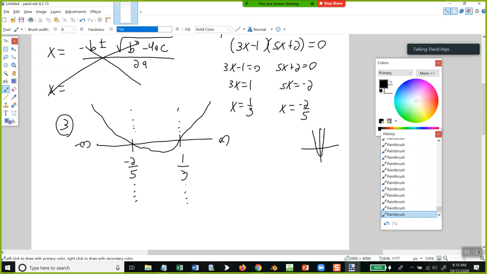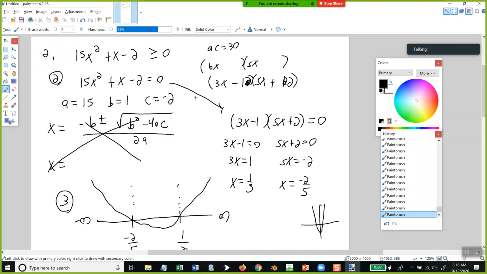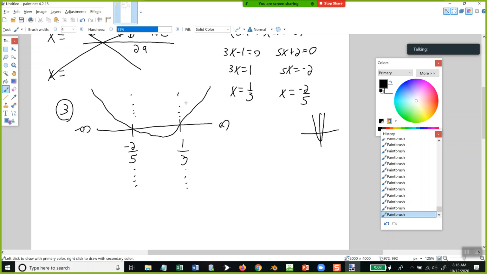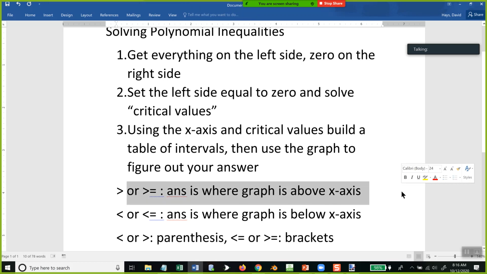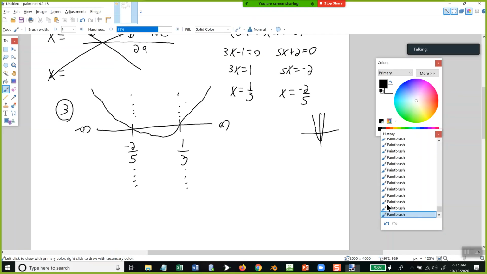Now, this problem was a greater than or equal to. So greater than or equal to answers where the graph is above the x-axis. It's above over here, and it's above over here. Now this interval is negative infinity to negative 2/5. This interval is 1/3 to positive infinity.